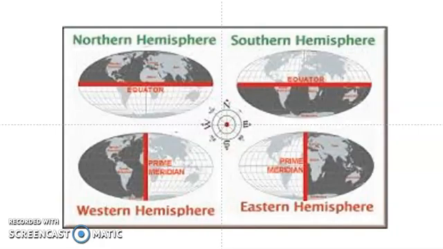The equator and prime meridian are imaginary lines used to divide the Earth. It makes it easier to locate where places are and to locate where you are on the globe, too. Do you know what hemispheres you live in?